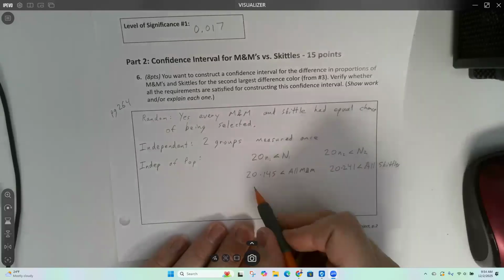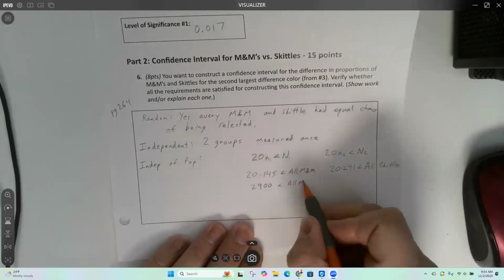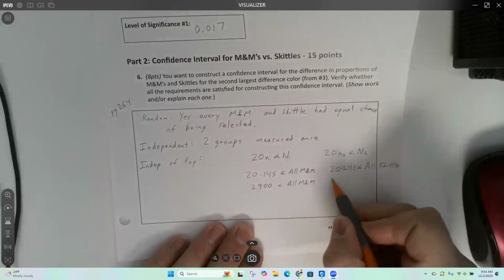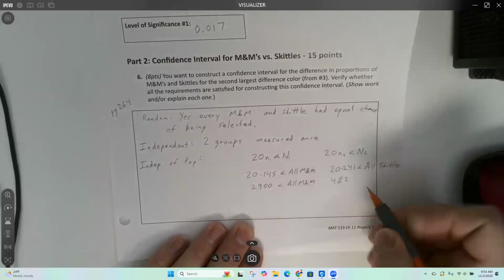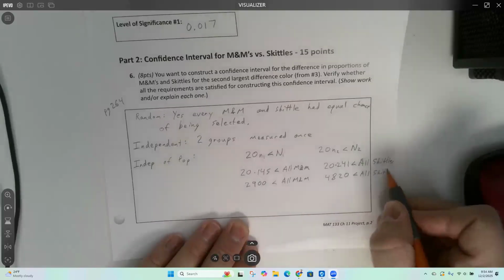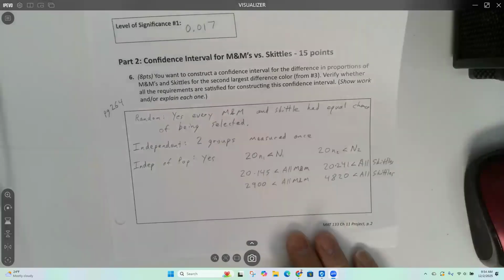So let's see. This is 290, and that is less than all M&Ms, so we're good there. And then this one is 4,820, and that is less than the number of Skittles. So both of those are good. So yes. Okay.